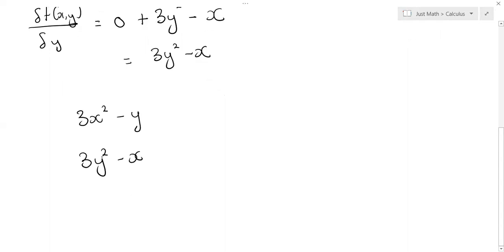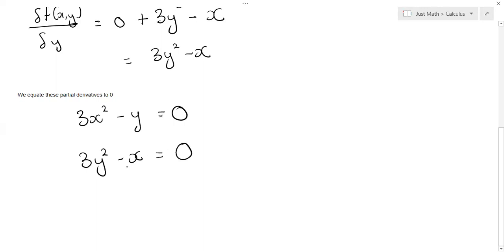Okay, so what are we going to do now? We're going to equate these partial derivatives to 0. So we have 3x squared minus y equals 0 and 3y squared minus x equals 0.